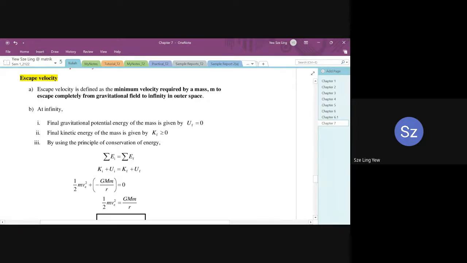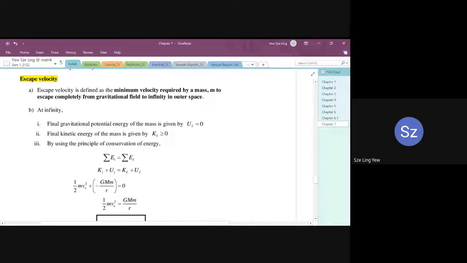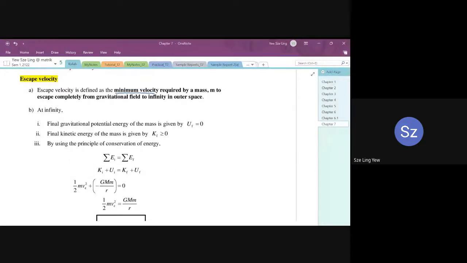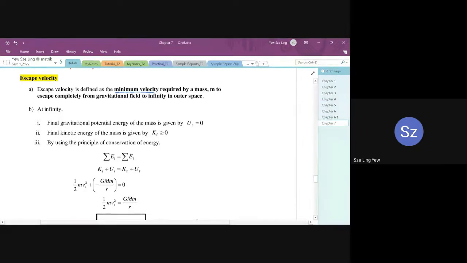So escape velocity is defined as the minimum velocity required by a mass to escape completely from the gravitational field to infinity. Okay, it wants to escape from the field to infinity. So maybe it's very close to an object, and maybe it's just one step away from leaving the gravitational field. So now we want to calculate the velocity needed to run away from a planet.